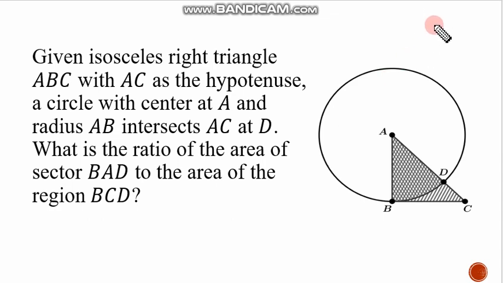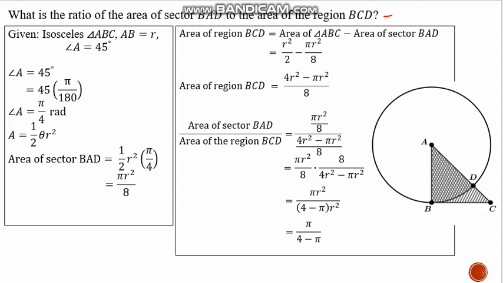An isosceles right triangle ABC with AC as the hypotenuse and a circle with center at A and radius AB, this is the radius and this is the hypotenuse, intersect AC at D. What is the ratio of the area of BAD to the area of BCD? So the question here is the ratio of the area of the sector BAD to the area of region BCD. Now we have an isosceles right triangle ABC.